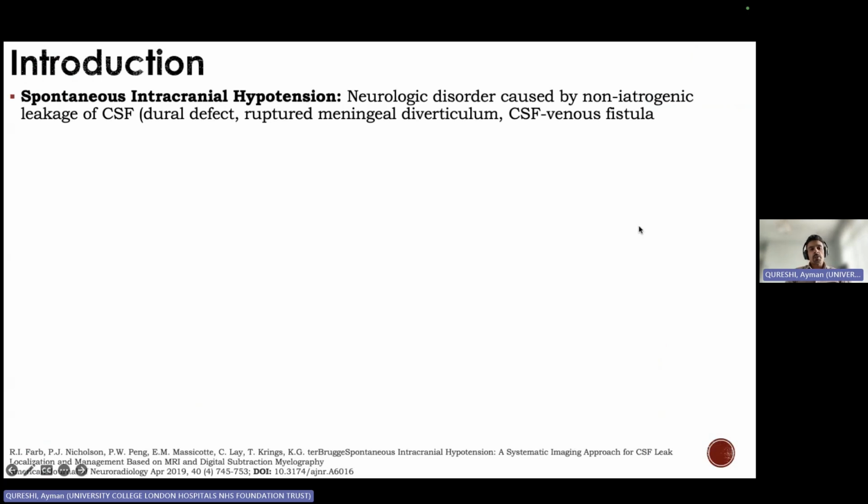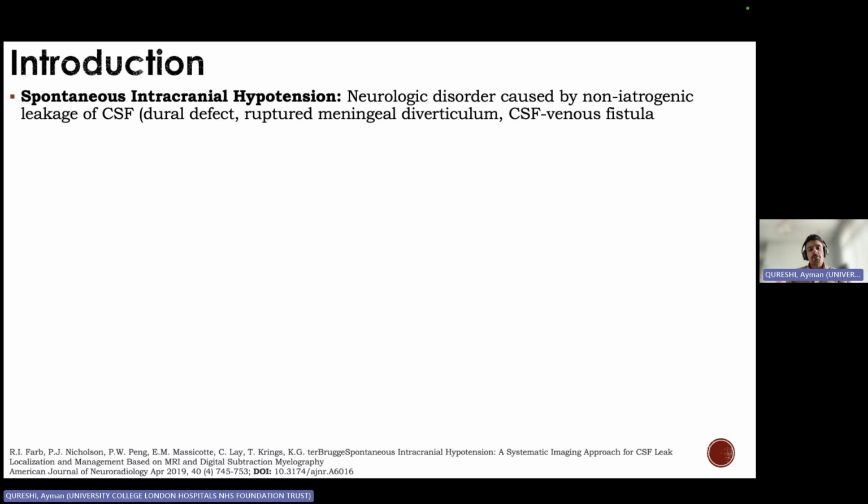So we can break down intracranial hypotension into two broad areas. If we start with spontaneous intracranial hypotension, this is really a neurological disorder that's caused by a non-iatrogenic leakage of CSF. So this is something that just forms by itself. There's been no intervention, no surgery, no lumbar puncture, etc. It's just something that's developed on its own.